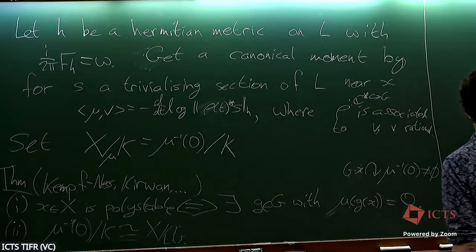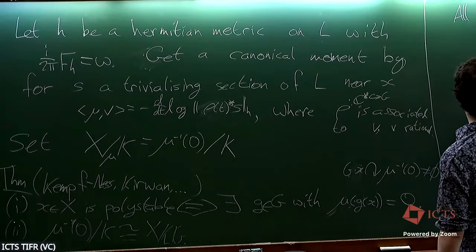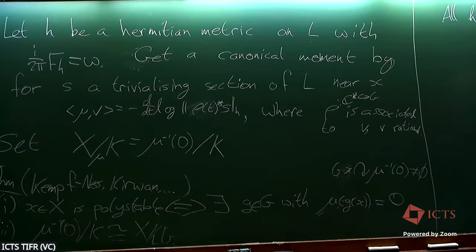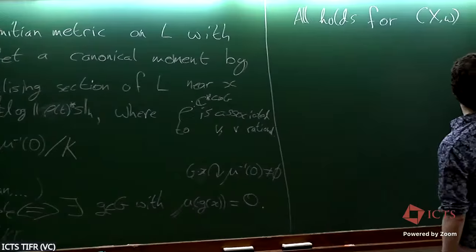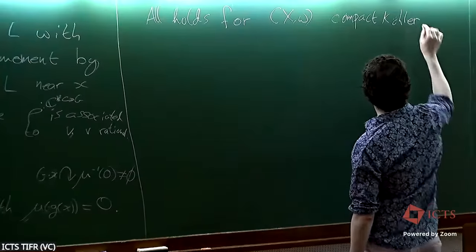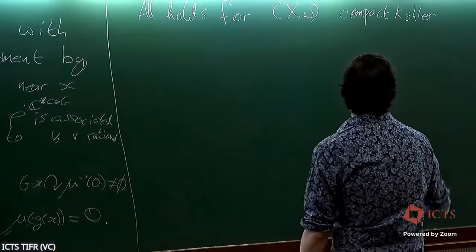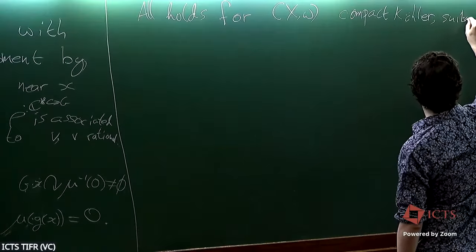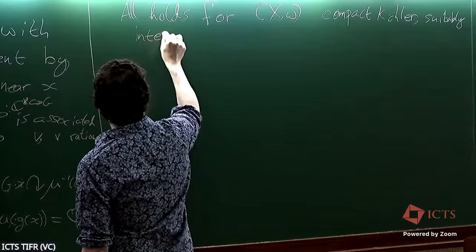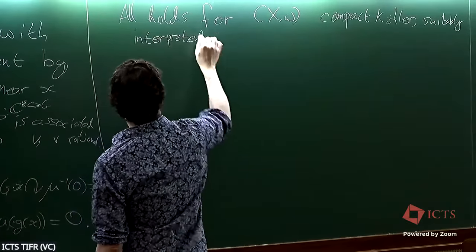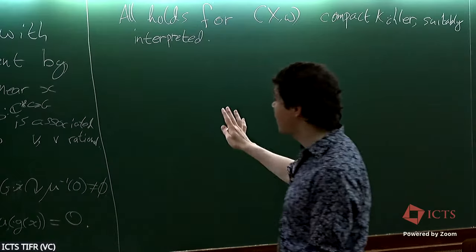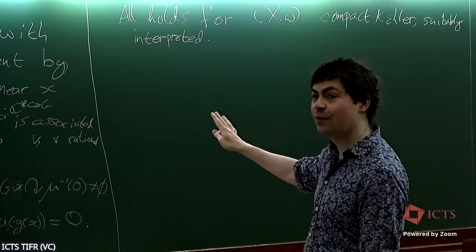Okay. Another comment that's maybe slightly important is this all holds as well for X, omega just compact Kähler, non-projective, where you just take a Kähler class that isn't integral, suitably interpreted. So one needs to interpret what GIT stability means. So this isn't a story that only lives in algebraic geometry. I just want to say a word about the proof of this theorem because it'll come up.